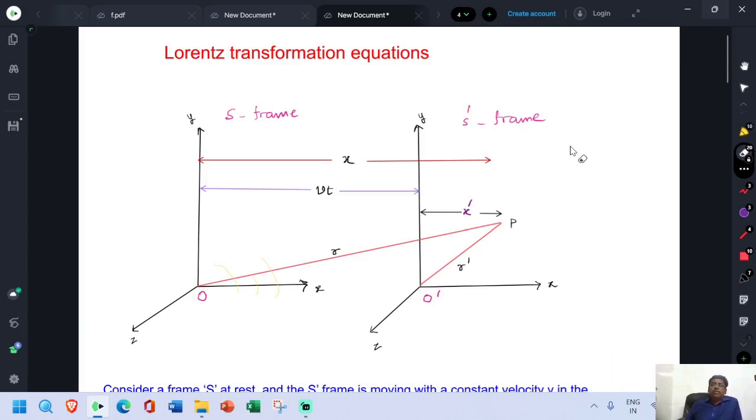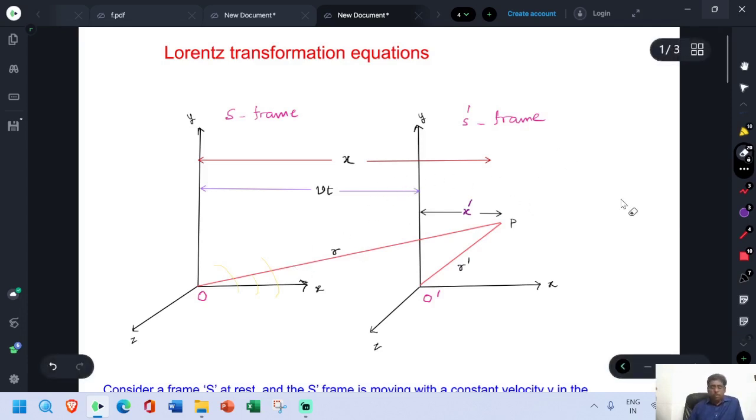There is no relative motion along the y and z directions. O dash is an observer in the S dash frame. The S dash frame is moving with the constant velocity v along the positive x direction alone, which means it is not moving in the upward or downward directions.